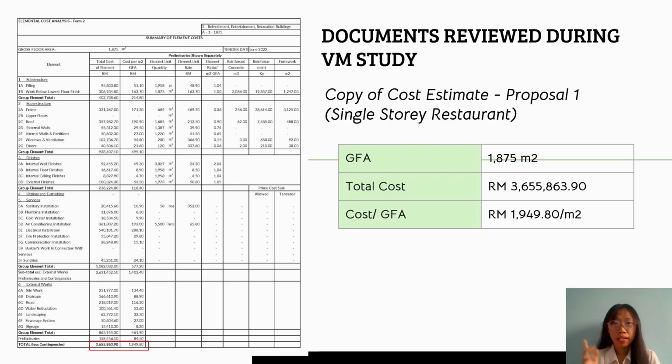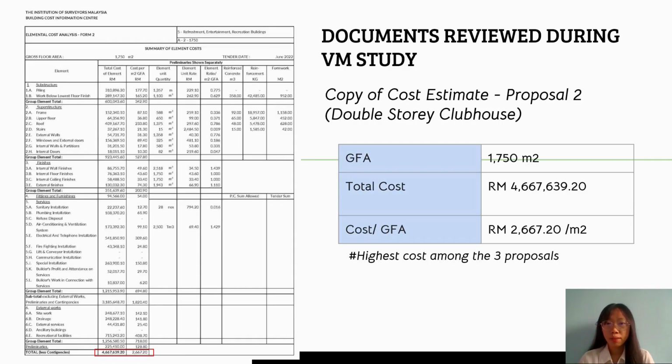Now I will talk about the cost estimate. In Proposal 1, the total cost for the single-story restaurant is 3,655,863 ringgit and 90 cents, while the cost per GFA is 1,949 ringgit and 80 cents per square meter.